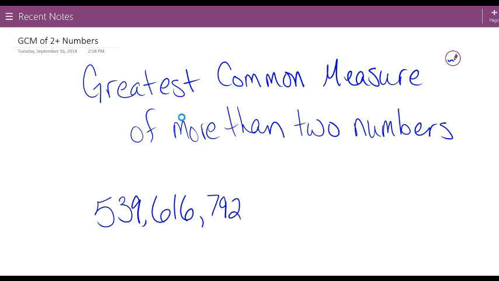Today we're going to talk about finding the greatest common measure for more than two numbers. Pure mathematics shows us how to use that division method to extend it in case we need to find the greatest common measure of more than two numbers. What you're going to do is just find the greatest common measure between the first two numbers, whichever two numbers you decide those are. Take that greatest common measure and use it as your starting point with the third number.